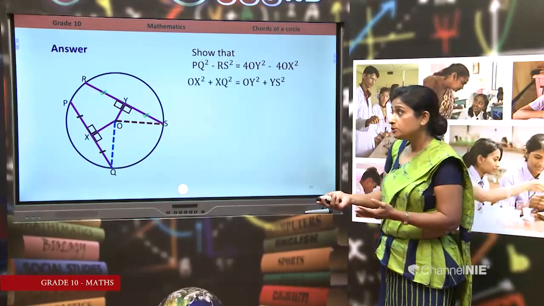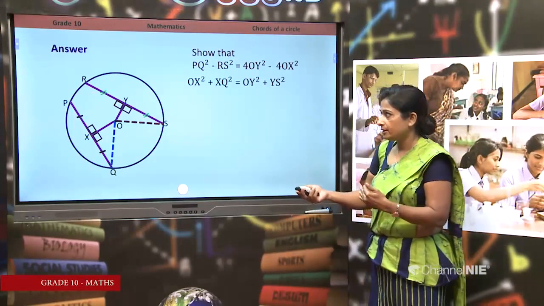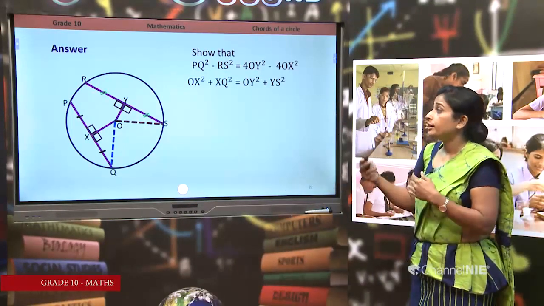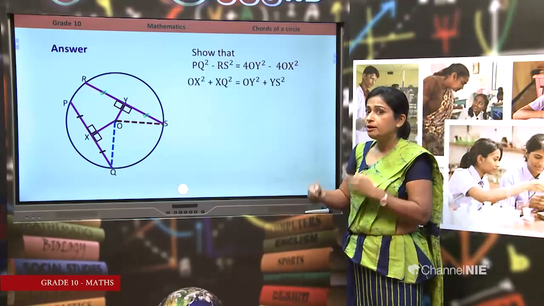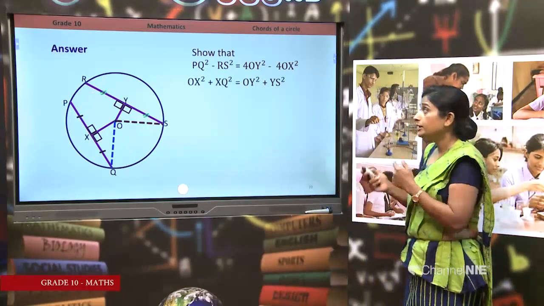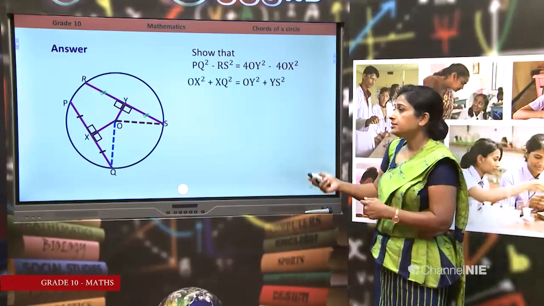XC is equal to half of PQ. We have built up that, and we have built up YS. YS is equal to half of RS. We have built up the beginning of the sum, so we can substitute those things into this relationship.